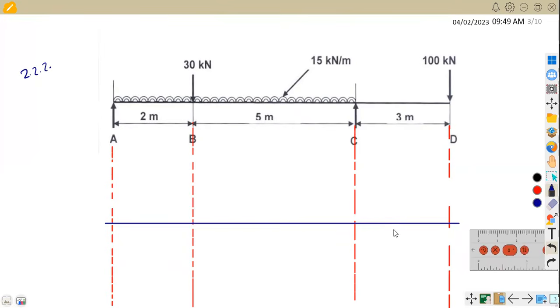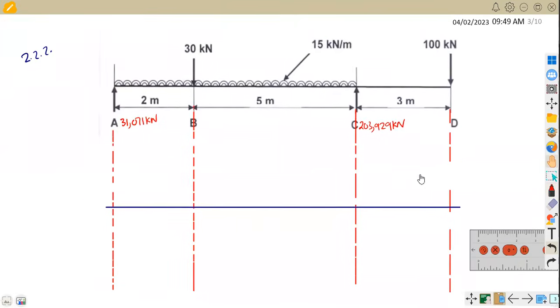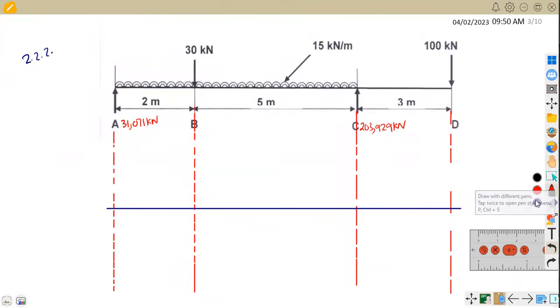The first part, we can see that from the point A, we have the value of A. Remember that our A was 31.071 kilonewton. Also, at the point C, we found 203.929 kilonewton. So this is what we're given. At this point A, it's a support, it's going up. So A is at the beginning of the diagram here, and it's going up.